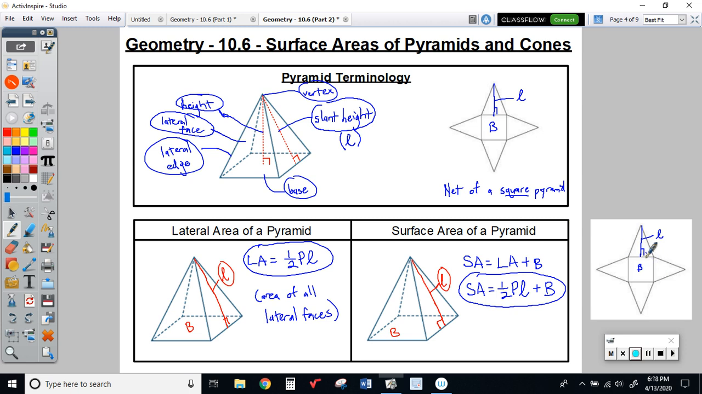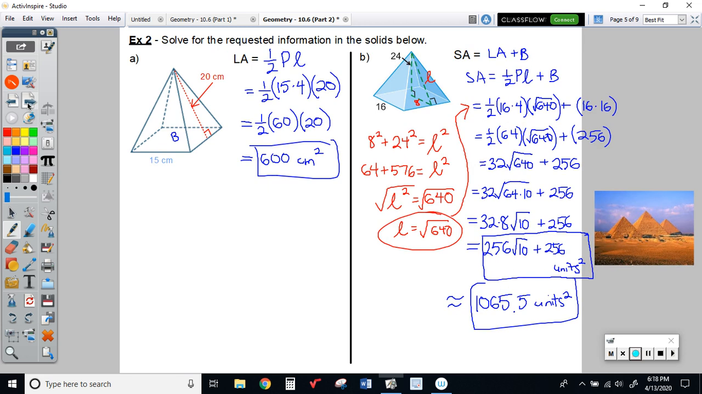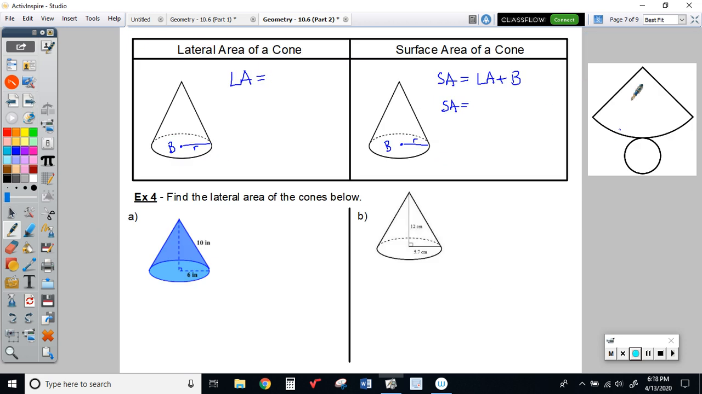The lateral area could still be found by essentially taking an infinite number of tiny little triangles on here and making an infinite number of these tiny little triangles all the way around this thing, finding the area of all those triangles, adding them all up.